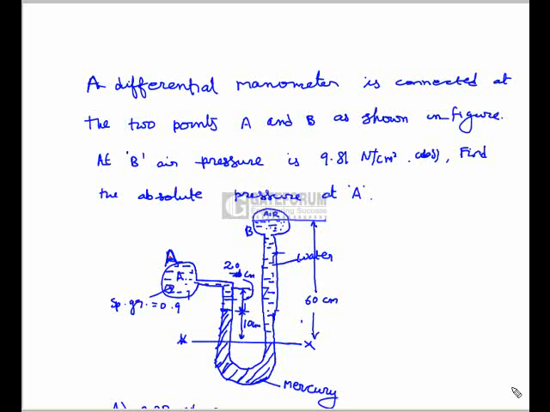A differential manometer is connected at the 2 points A and B as shown in figure. At B, air pressure is 9.81 Newton per centimeter square absolute. Find the absolute pressure at A.